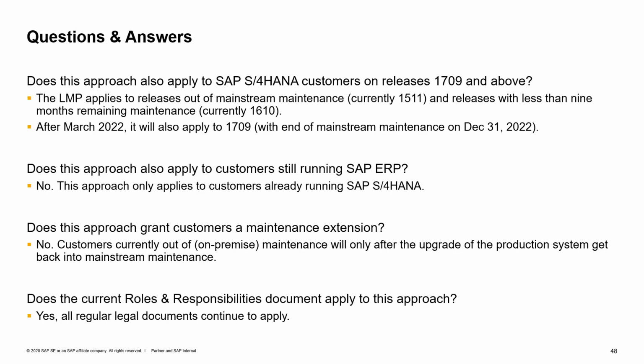Here you have a few important questions and answers regarding the limited maintenance policy. Right now, at the time of recording this session, the threshold version for which the limited maintenance policy becomes effective is 1610 or older. After March 2022, the next version to be covered by the policy will be 1709. Please also note that this approach does not grant you customers a maintenance extension to out-of-maintenance versions. The productive system will get back into mainstream maintenance only after the upgrade to the final version.